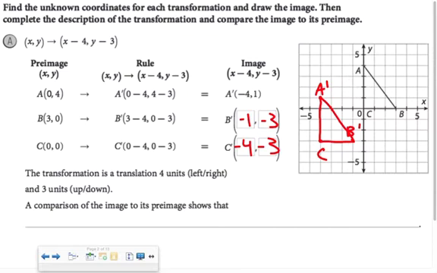The transformation is a translation, meaning they just took the triangle and moved it, and they moved it 4 units to the left and 3 units down. And a comparison of the image to its pre-image shows that they're the same size and shape.